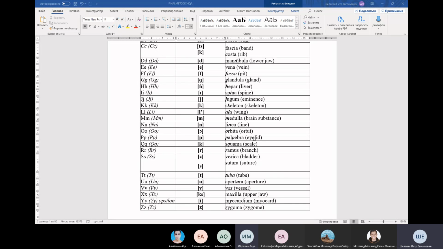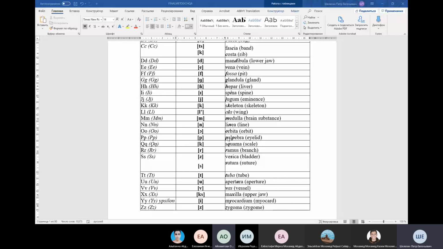Next one is the q, given the sound of k. The example for you is the scale, squama. And mind that it is pronounced like skv, squama. Right. Correct.